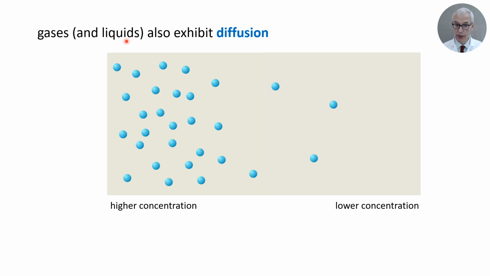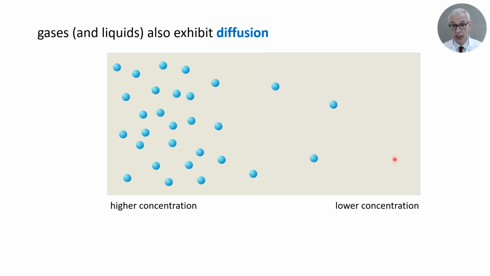Gases and liquids also exhibit diffusion. Diffusion is a process by which substances at high concentration will move to regions where they are at lower concentration. So for instance, if there's a gas leak in the chemistry lab, you can smell it in one corner of the lab, but at the far corner of the laboratory, you can't smell the gas leak.